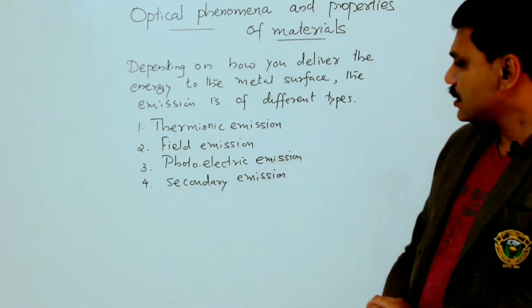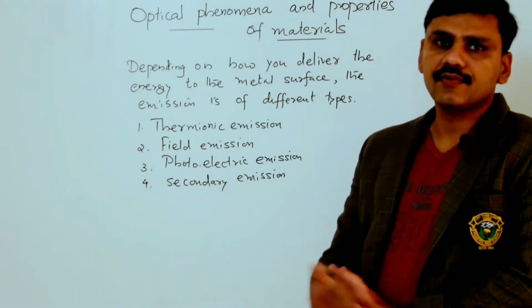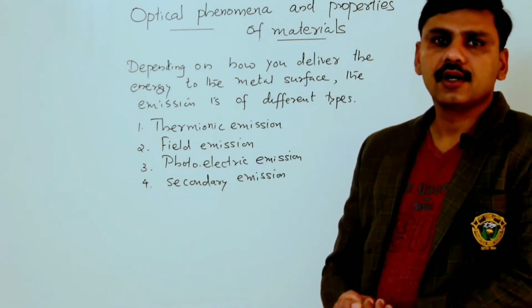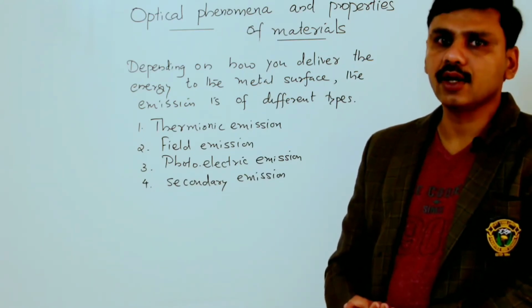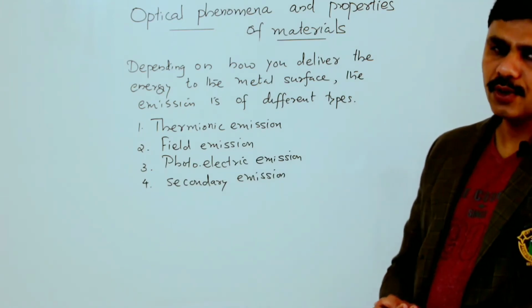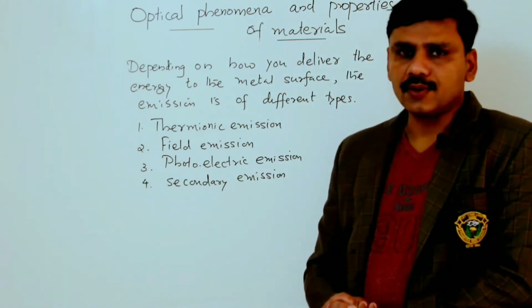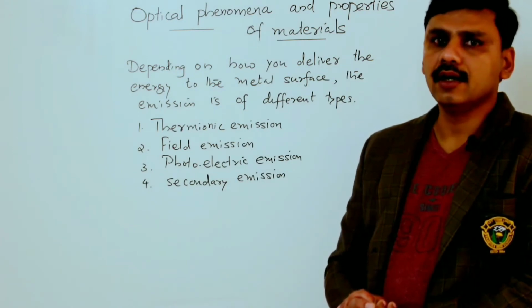The fourth one is secondary emission. In secondary emission, we are giving fast moving electrons. And these fast moving electrons collide with the delocalized electrons and they can be removed from the metal surface. So these are the 4 ways we can remove the delocalized electrons. It is connected to the metals.